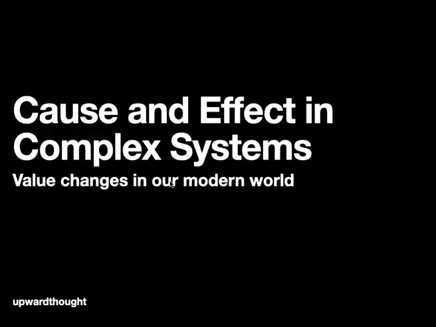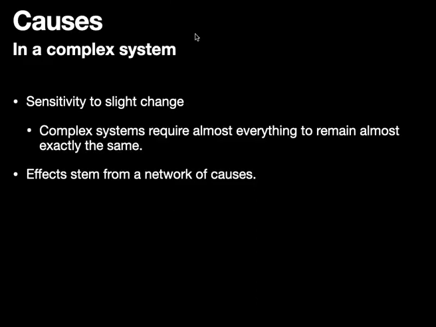Okay, so one thing I could do if I wanted to make this a much longer presentation is tell you what complexity is. I don't want to do that, but needless to say, just look around because that's the way the world is today. So here are some features of causes in a complex system. In a simple system, that's the opposite of complex, things are easy to predict. They are reliable, they are well known, they are uniform. Complex systems are none of those things.